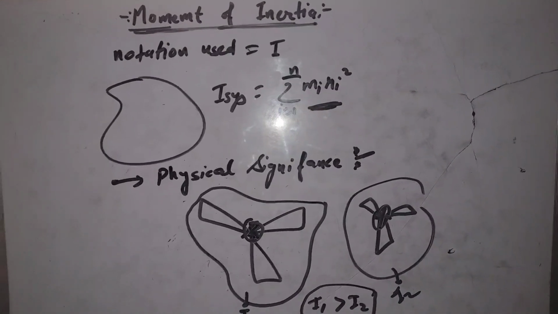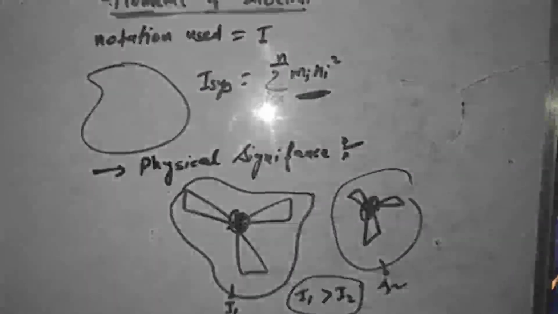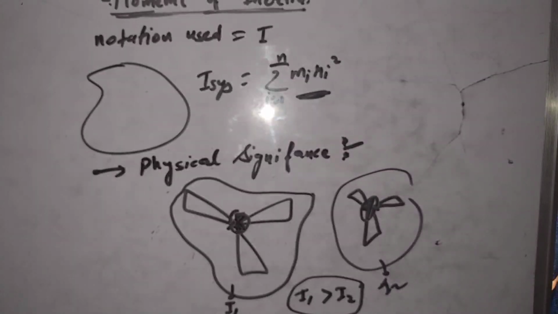Therefore we can say that I1 will have a slow start, and it will offer more resistance to any change in state. And the change in state is actually rotation. The body is rotating, so I1, having mass distributed far from the axis of rotation, will offer more resistance, therefore it will offer more rotational inertia, and that's what we call moment of inertia. So that's the physical significance of it.